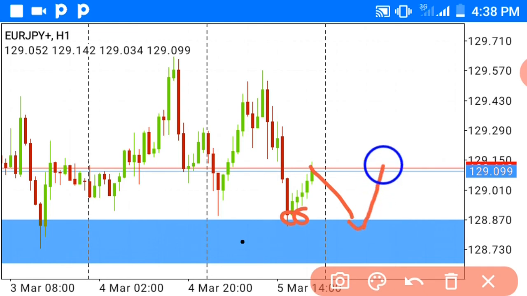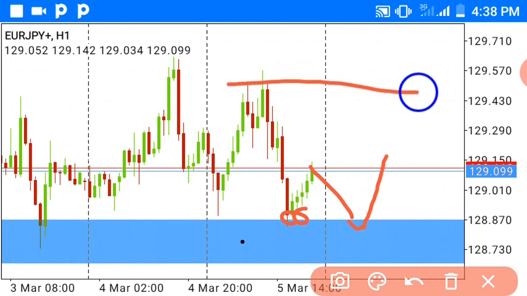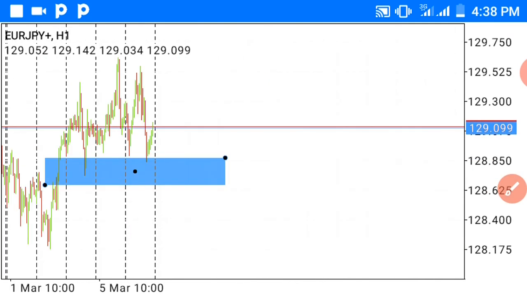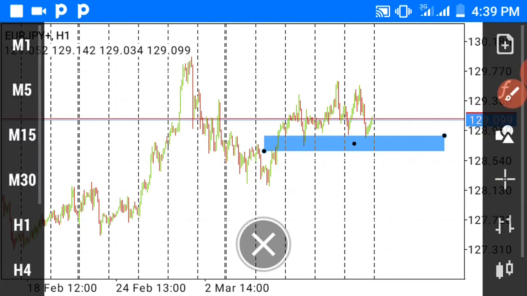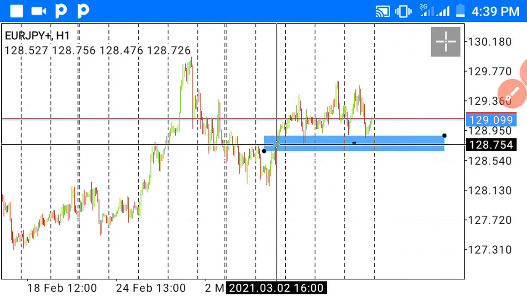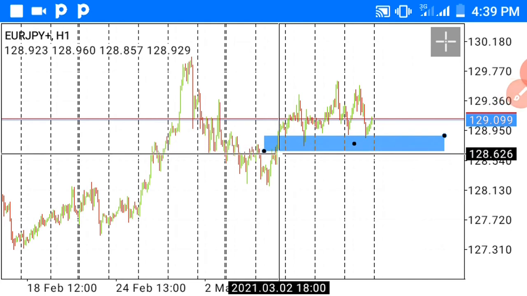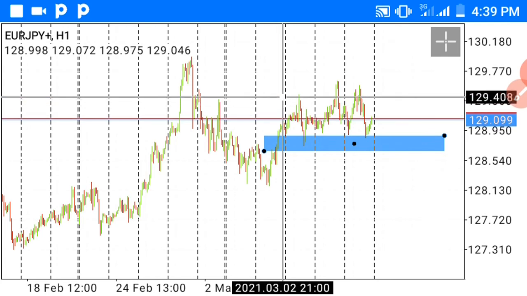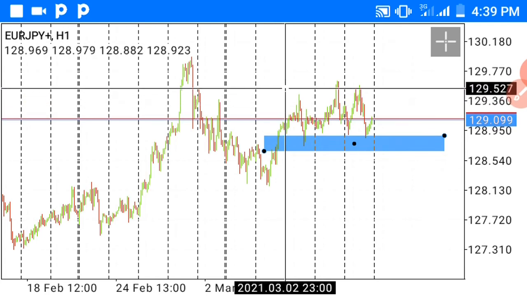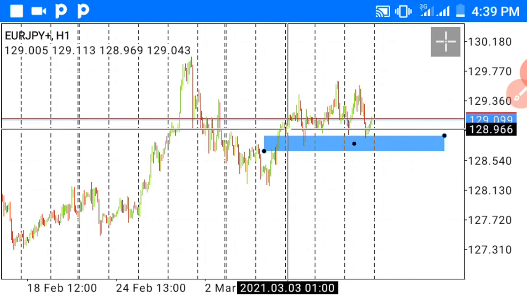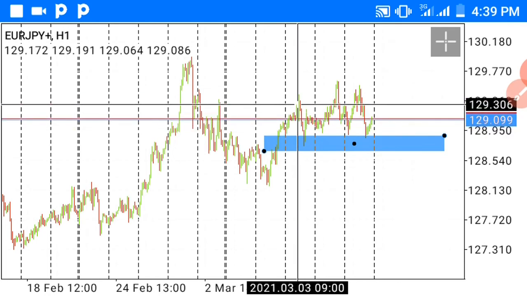So if you're going long on this market, our first take profit will be right here, this previous high, and our stop loss will be below the previous low, which is somewhere right here, 128.626. When I mean first take profit, once the market starts getting there, you can move your stop loss from where it was to cover up some loss.